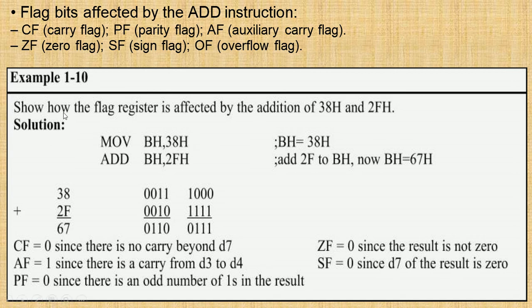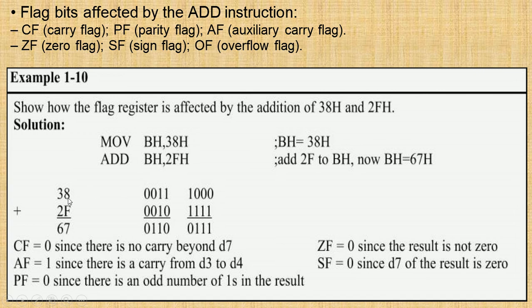Now here, show how the flags register is affected by the addition of 38H and 2FH. It's very important. If you want to understand this, you must know the previous things. Now, MOV BH, 38H. What is the meaning of this? 38H goes to BH. H is for hexadecimal. Therefore, what is the value of BH? 38. Then add the content of BH, which contains 38, with 2F and place the result in BH.